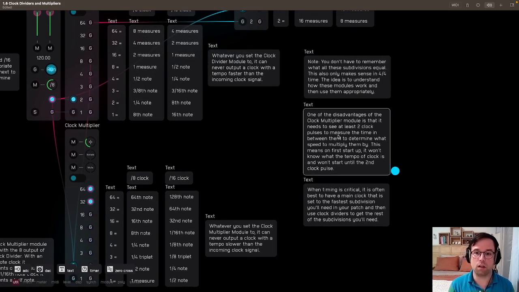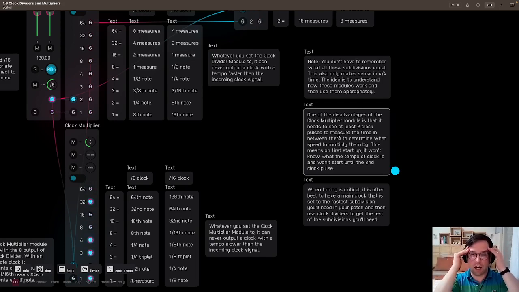One of the disadvantages of the clock multiplier module is that it needs to see at least two clock pulses to measure the time in between them to determine what speed to multiply them by. This means on first startup, it won't know what the tempo of the clock is and won't start until the second clock pulse.